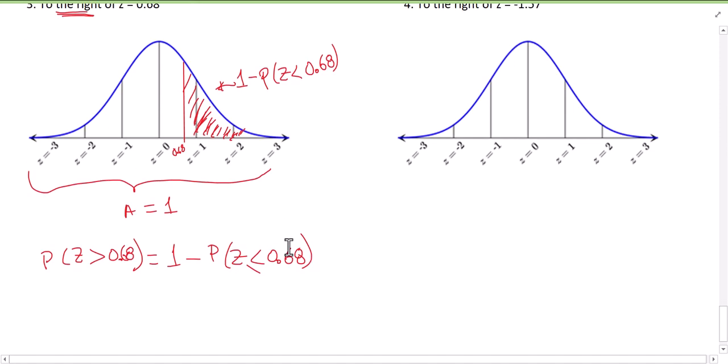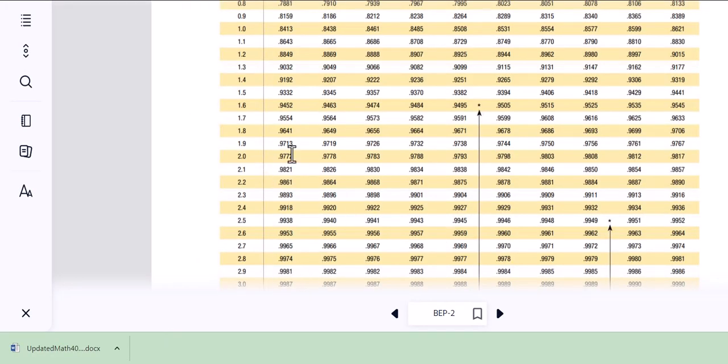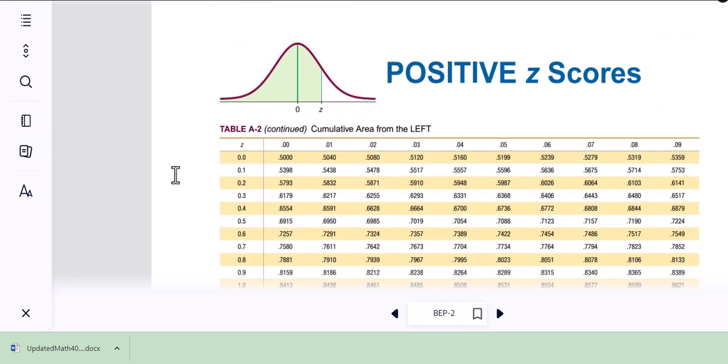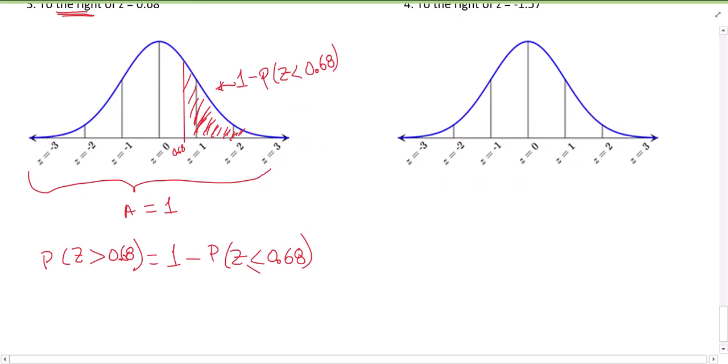And so let's go to our table. So now when I look at, since it's positive, I'm going to go back over here. 0.68, so 0.6, and then find the 8. 0.68 is the one before the last. So let me make sure again. So 0.68, so 0.7517. So notice that's the area to the left. So 0.7517. So I'm going to bring that back over here.